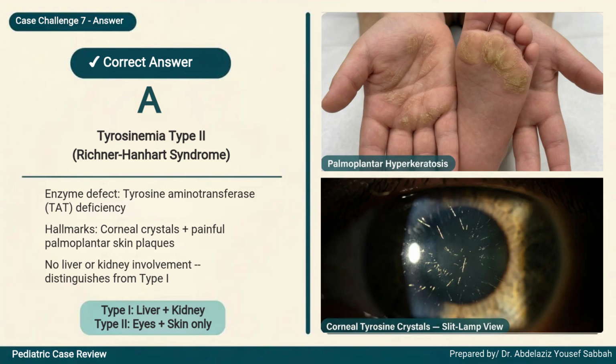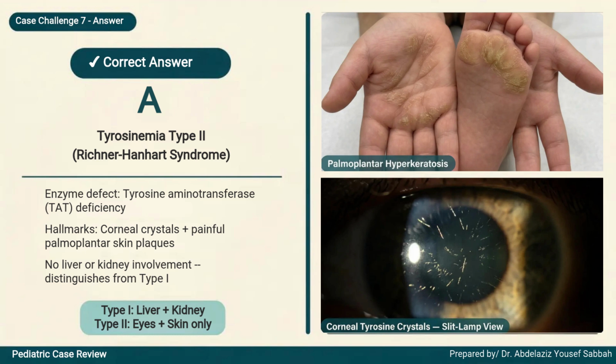The enzyme defect is tyrosine aminotransferase deficiency. The hallmark features are corneal crystals and painful palmoplantar skin plaques. Critically, there is no liver or kidney involvement, which distinguishes it from Tyrosinemia type 1.